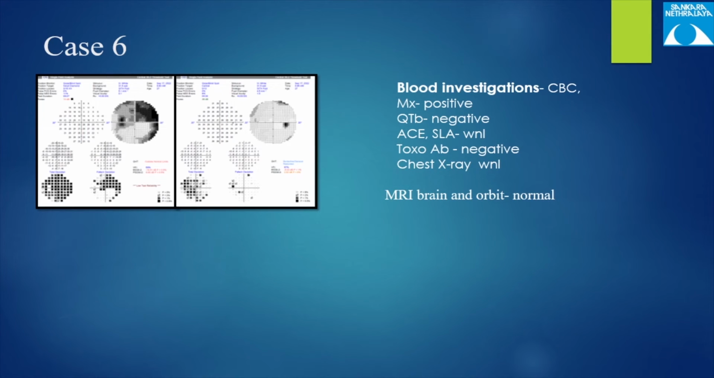This patient had non-specific field defects in the left eye. She was suspected to have neuroretinitis. All these blood tests were done. Her neuroimaging was normal, so she was treated for neuroretinitis.